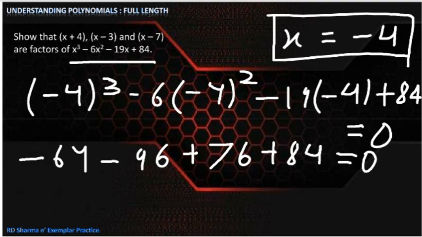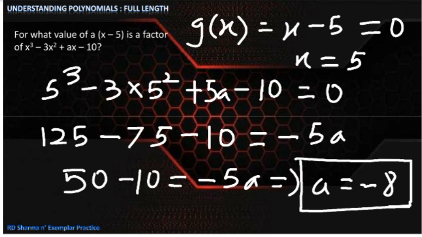Similarly, your task is to verify if x minus 3 and x minus 7, rather do not verify, show. Solve the expression, find the zeros of x minus 3 and x minus 7, replace the zeros in place of x in this expression and verify if they are the factors. We move on to the next question.